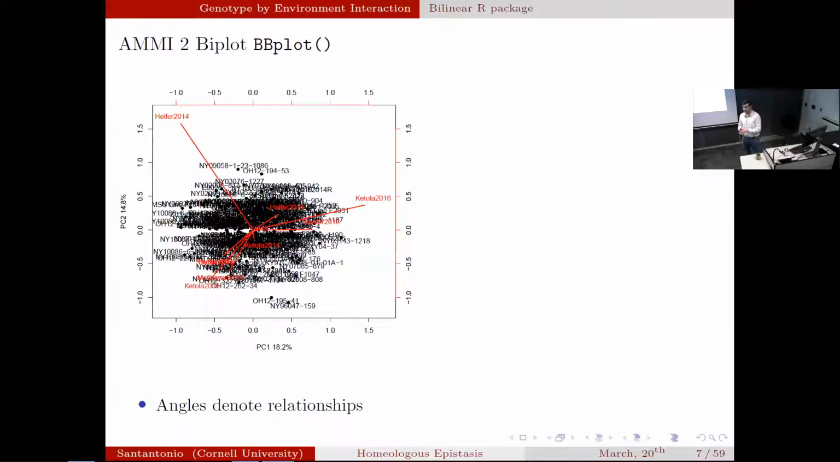relationships between environments, or genotypes and environments, are related by their angles, okay, where acute angles are associated with positive relationships, and right angles are associated with independence, and obtuse angles are negative relationships, right? So Helfer 2014 here is a very different environment from, say, Catola 16, but apparently has a very independent G by E response, whereas these sets of environments are all relatively similar to each other in the G by E response.